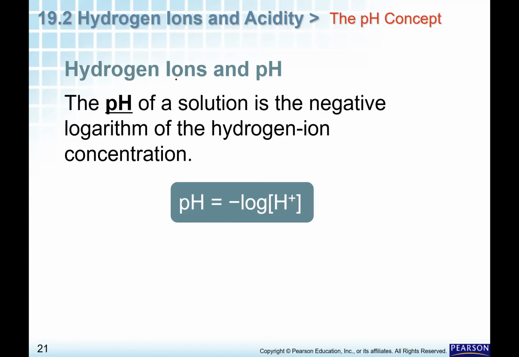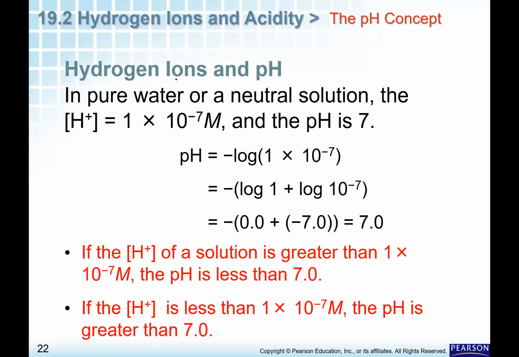So if you know the concentration of H plus, which you can determine, of course, using the Kw equation, then in that case, using your calculator, or I will show you in a minute that you can also use your mathematics knowledge, you can determine the pH or solve this equation, which is the negative log.